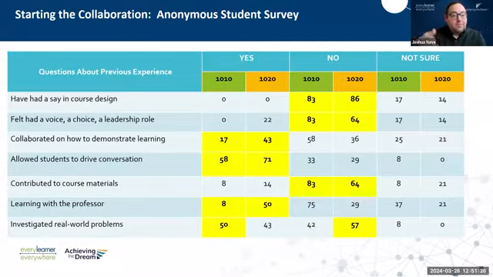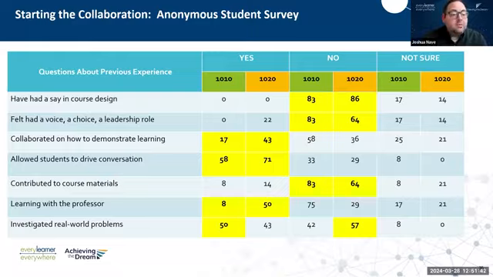Again, from that perspective of, well, I'm the one that has the knowledge, so I'm the one that has to impart the knowledge. Did you feel that you had a choice or a voice, a choice, or leadership role? No. Okay, I mean, that lines up with probably a lot of our learning experience.